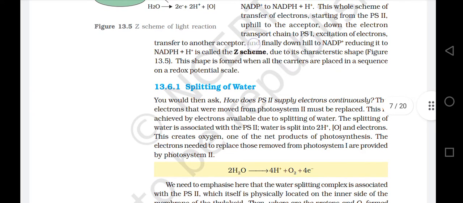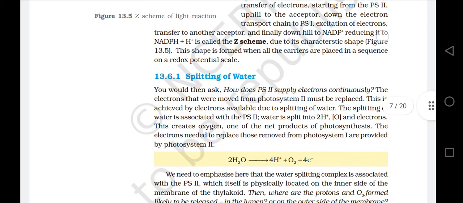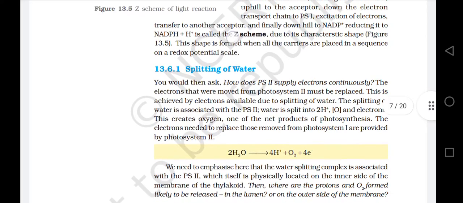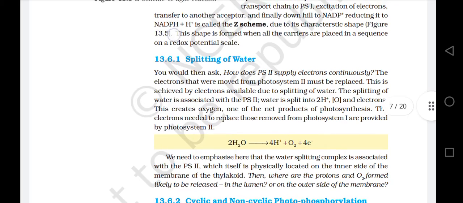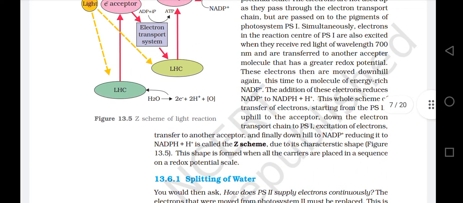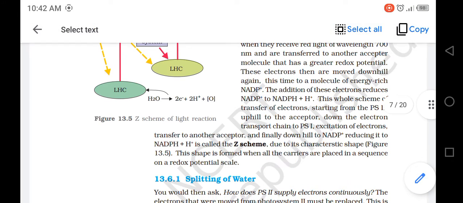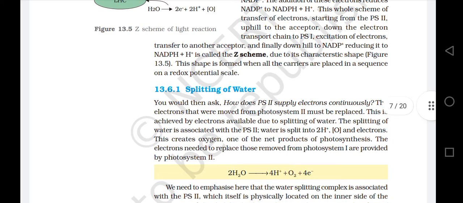and finally downhill to NADP+, reducing it to NADPH + H+, is called the Z scheme due to its characteristic shape, figure 13.5. This shape is formed when all the carriers are placed in a sequence on a redox potential scale.